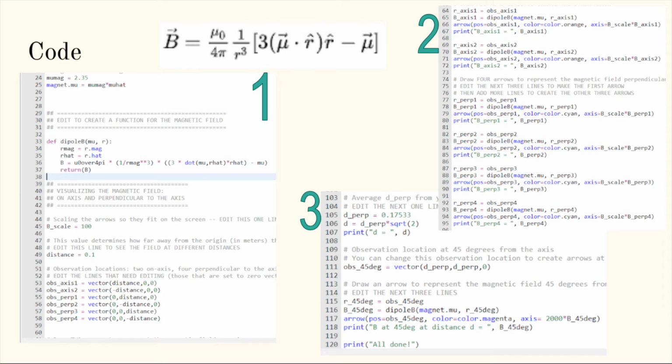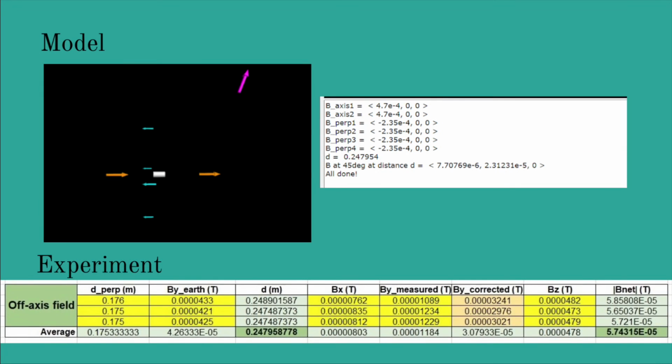In the second set of code, I coded for the 2 axis arrows and the 4 perpendicular arrows that would show up in the model, calling for the magnetic field function and the scaling factor. Then in the third set of code, I coded for the arrow that represents the magnetic field in the 45-degree angle from the axis, similar to the code from the previous arrows. Once the code ran, it resulted in this model. The orange arrows are on axis, the cyan arrows are the ones located perpendicular to the bar magnet, and the pink arrow is the magnetic field 45 degrees away from the axis. It aligns similarly to the orientation of the lab.